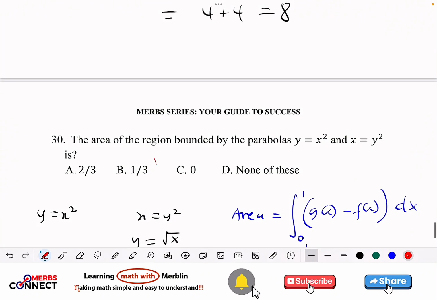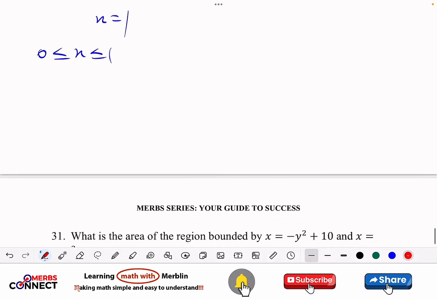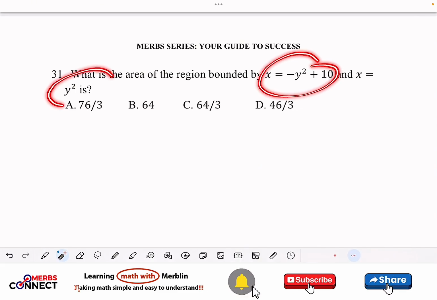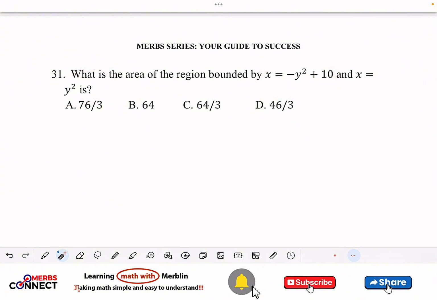So it takes a lot of work to do this. Now let's look at this one as well. So the same idea, for us to find the area bounded by these functions, we need to solve it simultaneously to get the intervals, right? So what can we do? We know that x is equal to this, and then x is also equal to this.